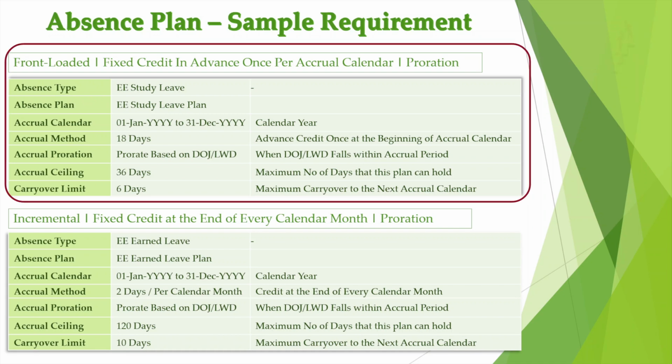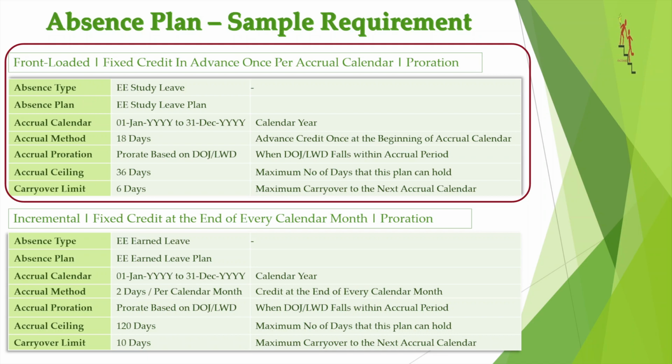If you look at the first requirement, it says front-loaded, fixed credit in advance once per accrual calendar, and proration. EE study leave will be the name of the absence type, and EE study leave plan will be the name of the absence plan. Absence plan is where we will configure all the accrual related configurations. Accrual calendar will be the calendar year, that is 1st Jan to 31st December. Accrual method is 18 days of advance credit at the beginning of the accrual period.